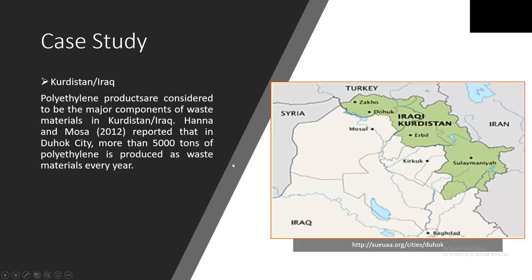The idea of the research comes from the case study that we have in the Kurdistan region in Iraq. The city of Duhok has a problem with waste material, the plastic waste material. According to Hannah and Musa, in the city of Duhok, which is here, more than 5,000 tons of polyethylene is produced as waste material every year. So they want to find a way to reuse or recycle this material.